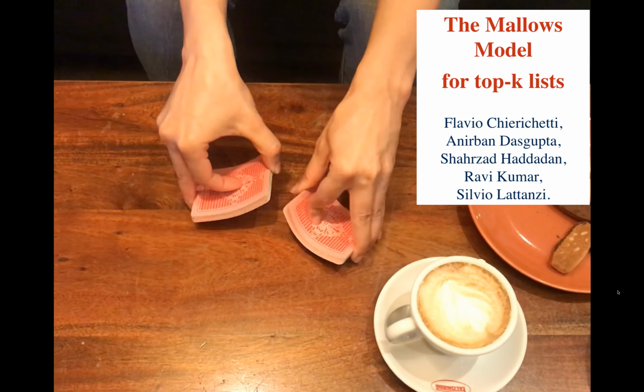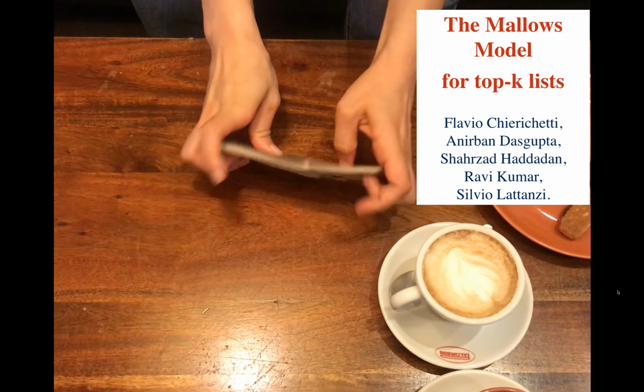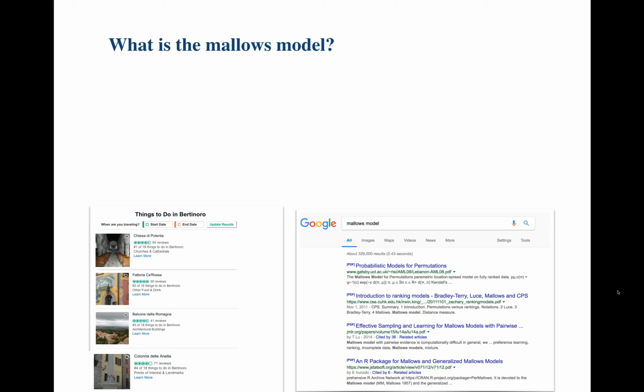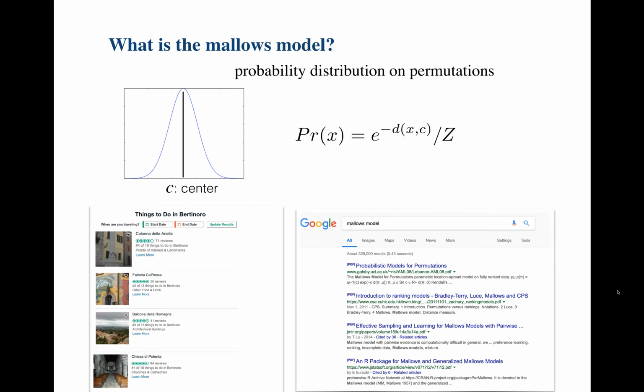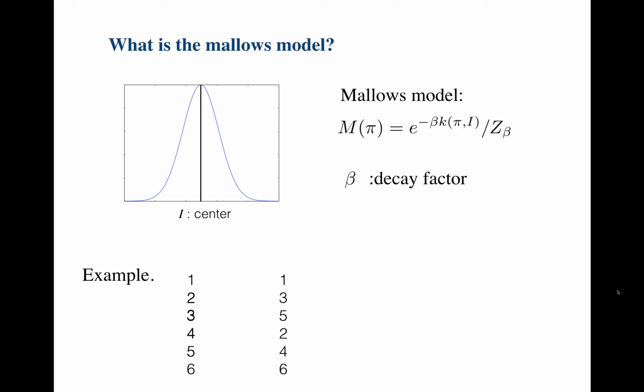We are constantly ordering and reordering objects. In computer science applications, orderings of objects appear in different scenarios. For example, when you are looking up the places you want to visit, or when you are simply looking up something on Google. So we need to study the probability distributions on permutations.